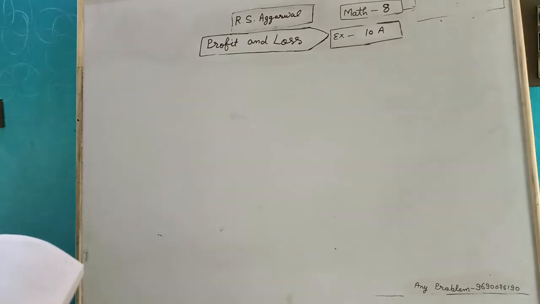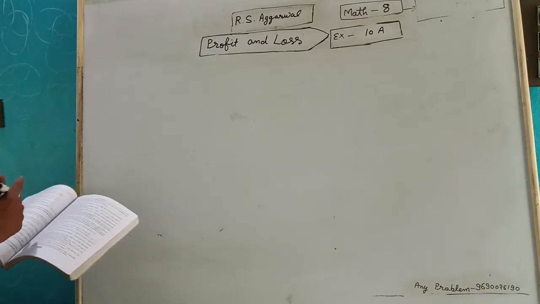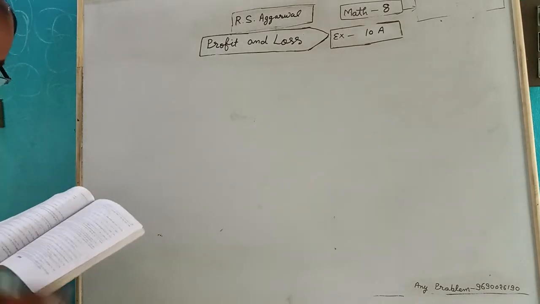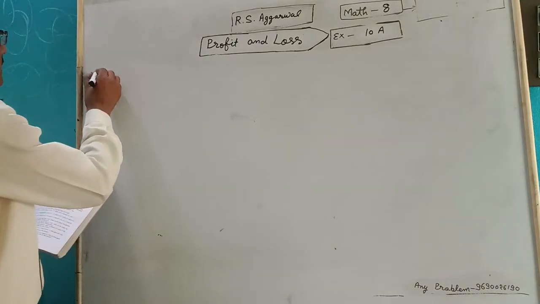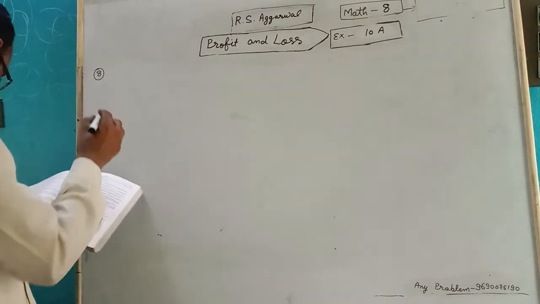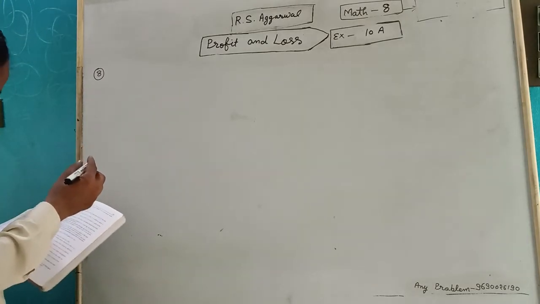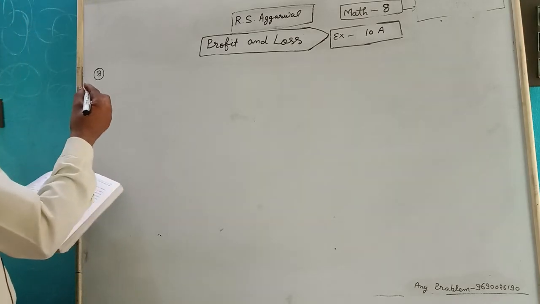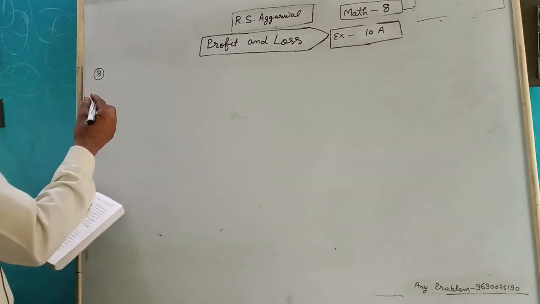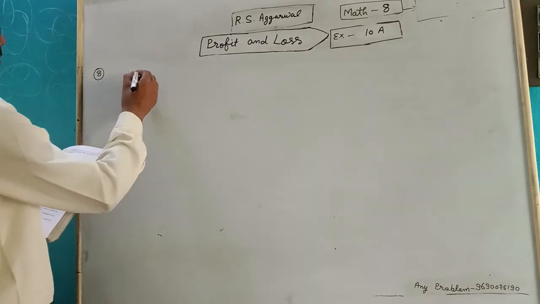8th class student, exercise 10A, profit and loss. Question number 1. Question number 1 is question number 8. The selling price of 16 water bottles equals the cost price of 17 water bottles.